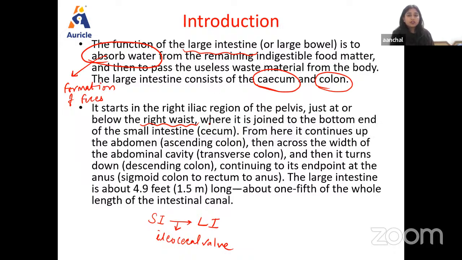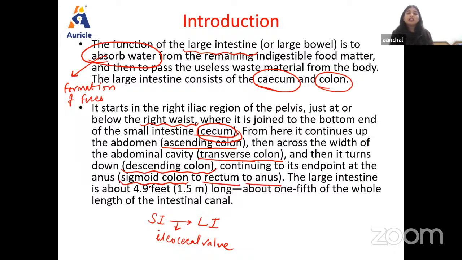So the first part of the large intestine is the cecum, and from here it continues in the abdomen across the width of the abdominal cavity: first we have the ascending colon, then the transverse colon, and then it turns down with the descending colon, and in the end we have the sigmoid colon, which joins to the rectum and to the anus, right?